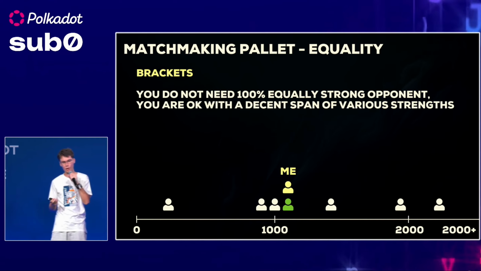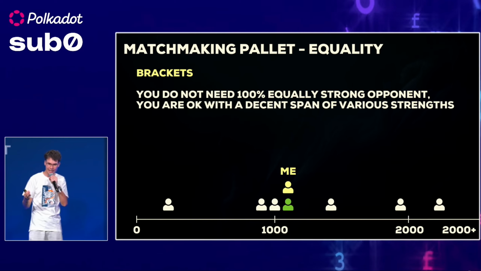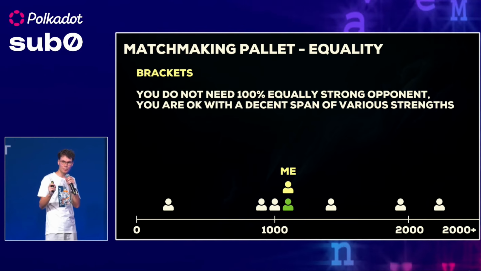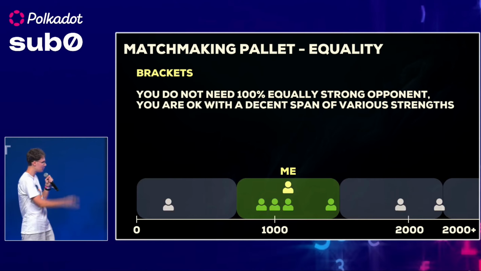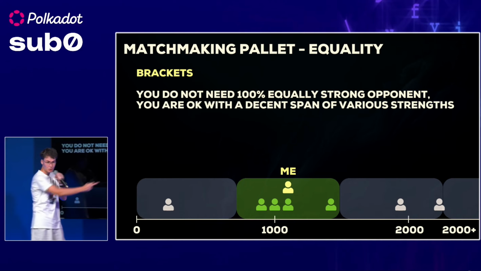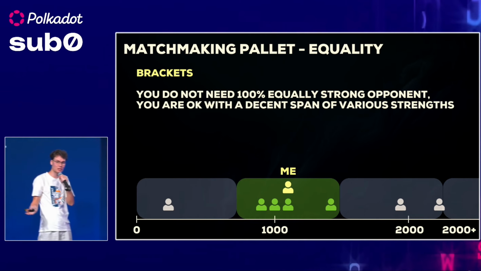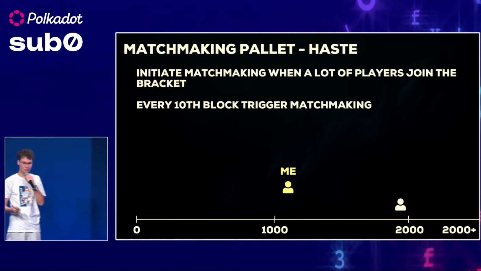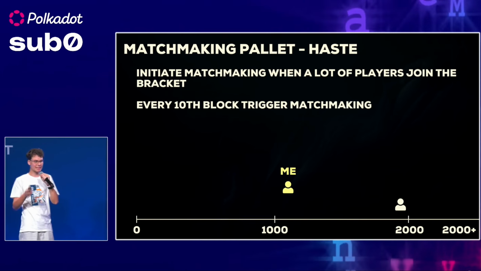We chose brackets for finding your opponent. So we realized that you don't exactly need a 100% equally strong opponent as you are, but you are okay with a span. So the brackets would look like this. And we can easily agree that if you are here, you definitely do not want to play with some professional players at 2000 rating. And you also do not want to play with noobs at 0 rating. Then, to make the matchmaking quicker, we made these 2 improvements.